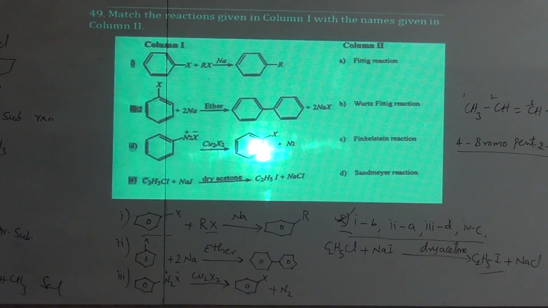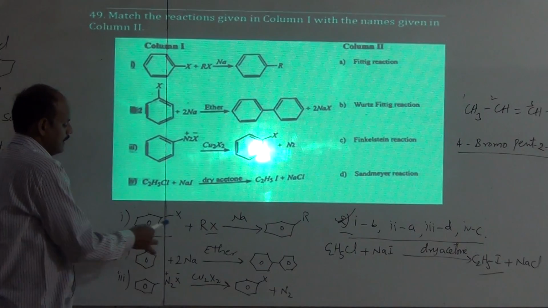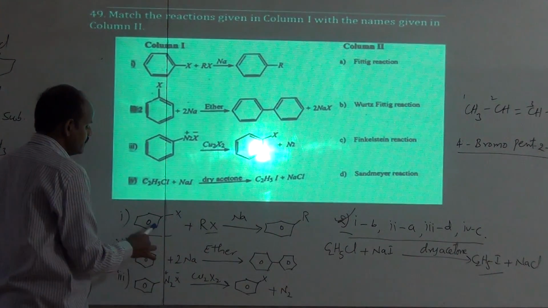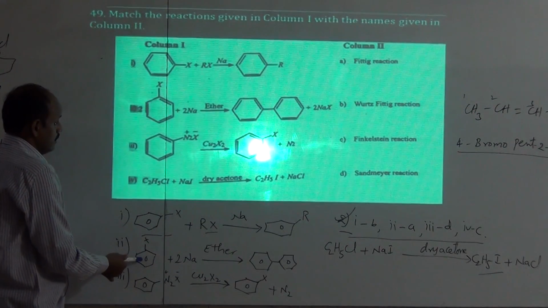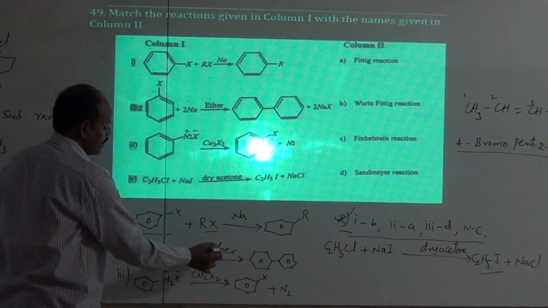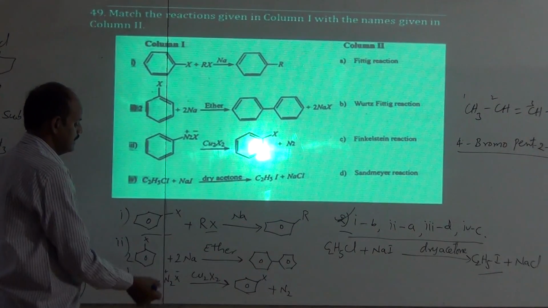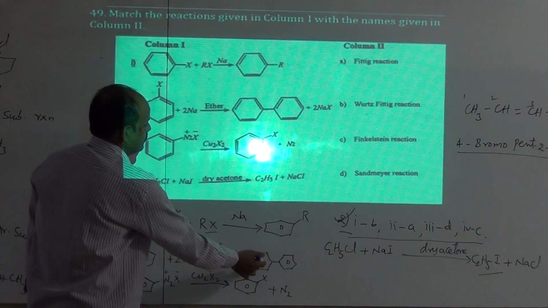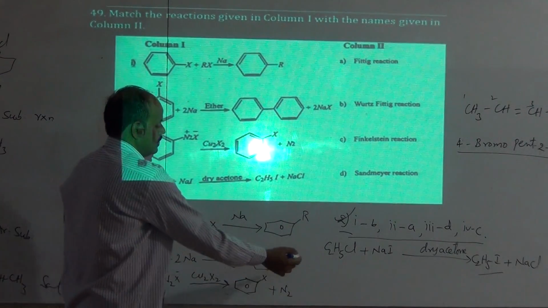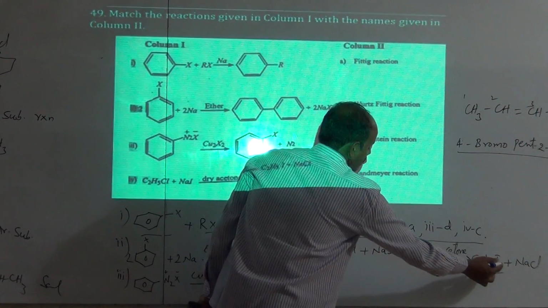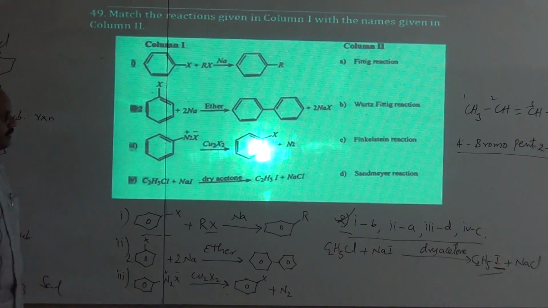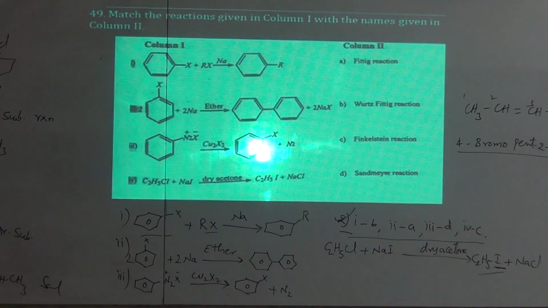Okay, 1 mole of aryl halide and 1 mole of alkyl halide gives alkyl benzene. It is the Wurtz-Fittig reaction. Here 2 moles of aryl halide reacted with sodium in the presence of ether, then we get biphenyl. That is the Fittig reaction, Fittig only. Next, it is the Sandmeyer reaction, and the last one is the preparation of alkyl iodides. It is the Finkelstein reaction. Okay, the second option is the correct one.